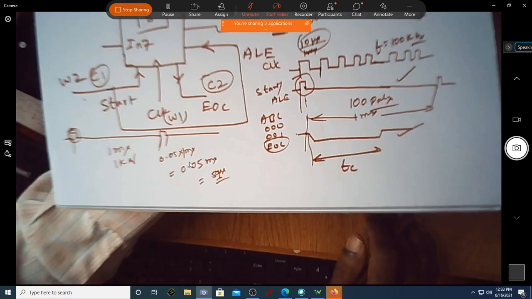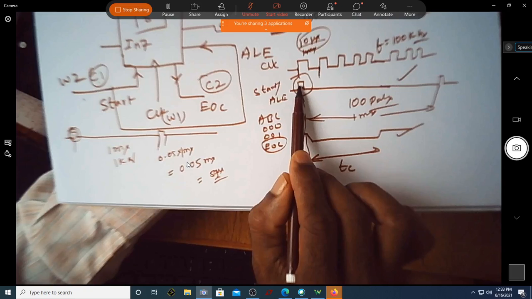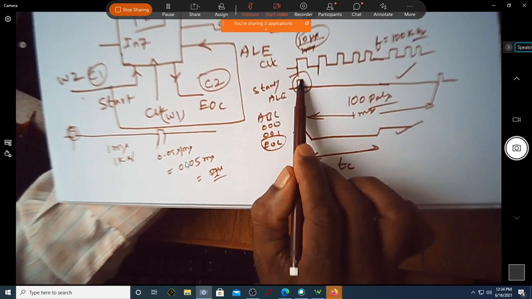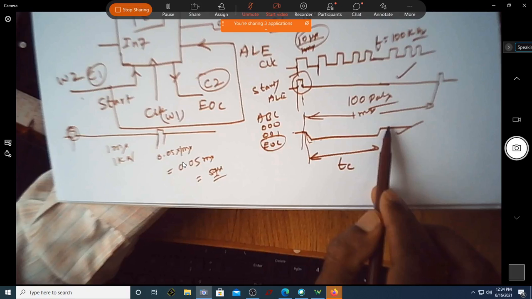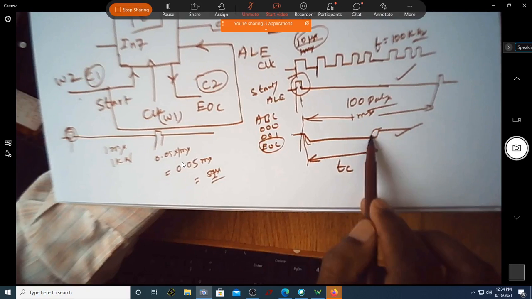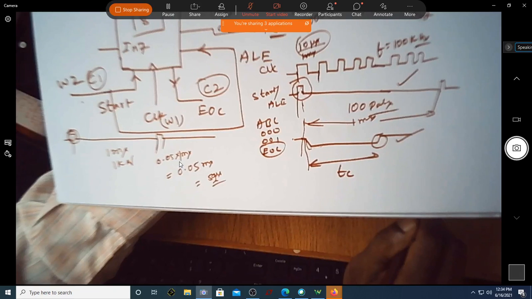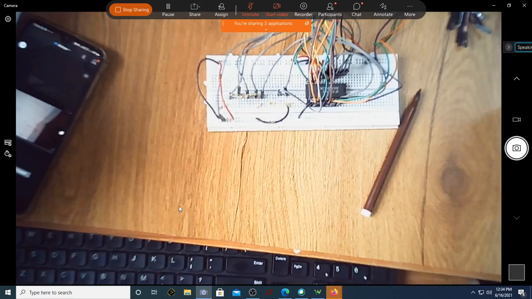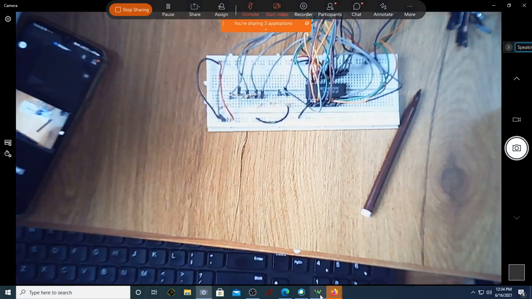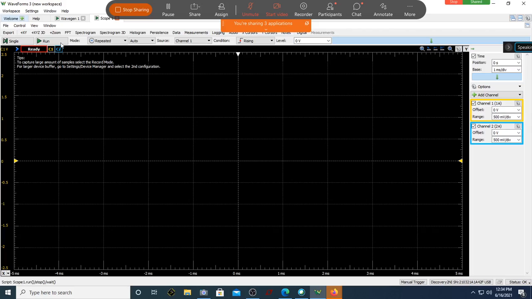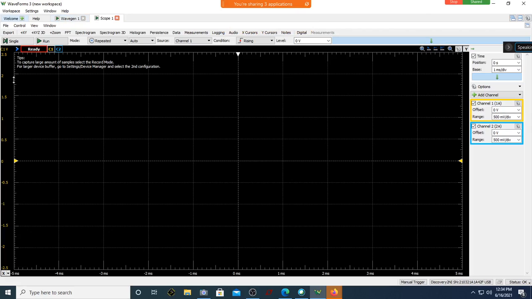Getting the point? I want to see the start signal, how I am giving it. I want to see it going low and then going high again. This is the point where I should be able to read my output. Correct? Yes, sir. So this has already been done here. You can see this is the scope. Channel 1 is connected to the start signal. Channel 2 is connected to EOC.